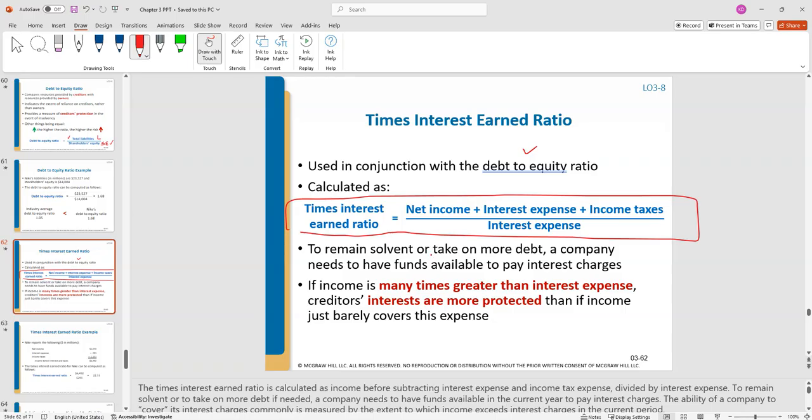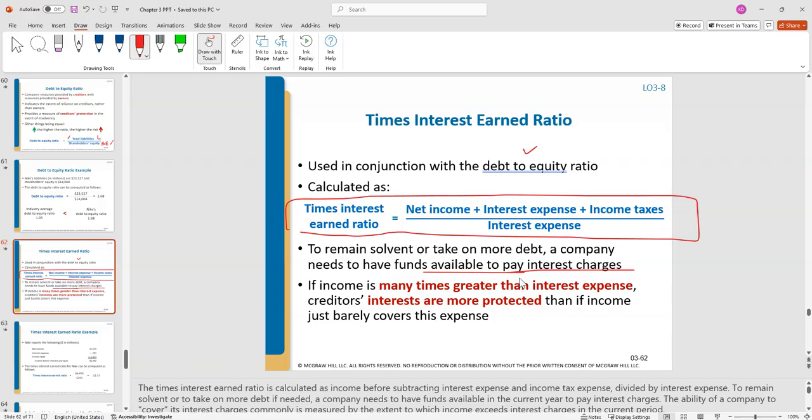So it says to remain solvent or take on more debt, a company needs to have funds available to pay interest charges. So we're looking at long-term debt. That's the focus here, long-term. If you have long-term debt, there's going to be interest on there. The times interest earned ratio is really looking at a modification of our income and that interest expense. What's the relationship between those? And it says if income is many times greater than interest expense, creditors' interests are more protected than if income just barely covers the expense.